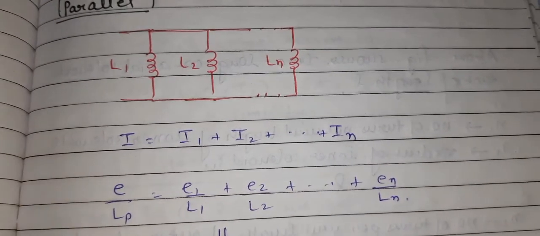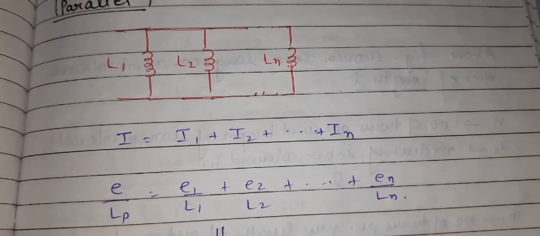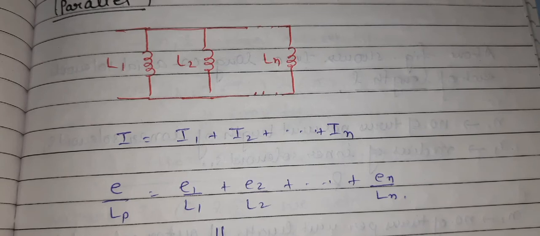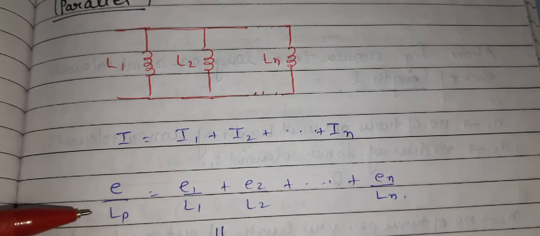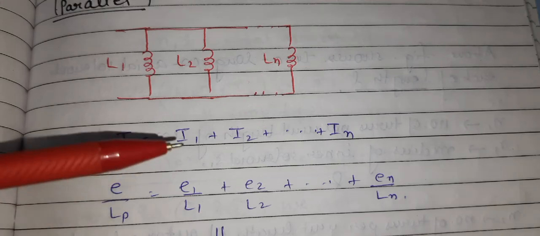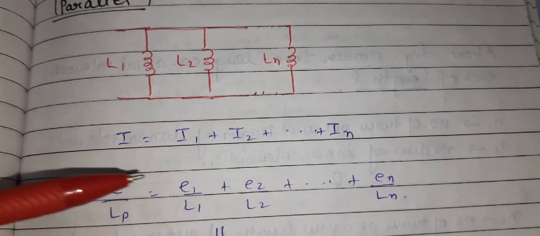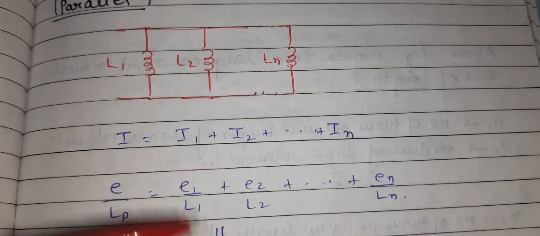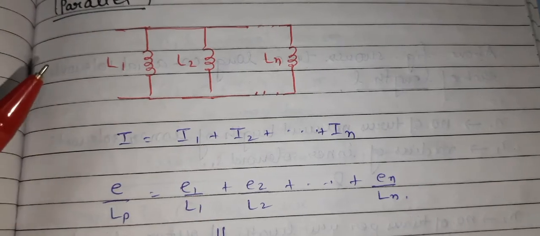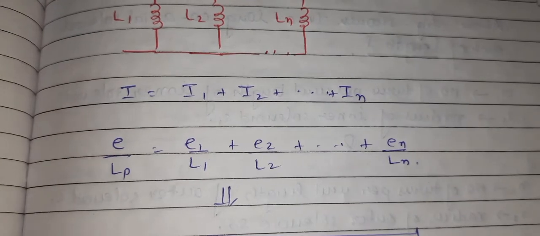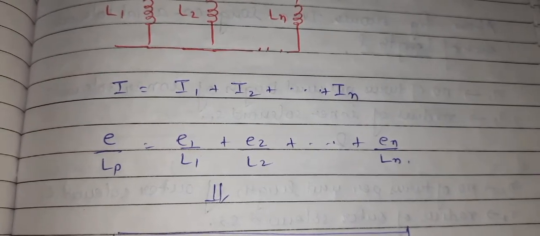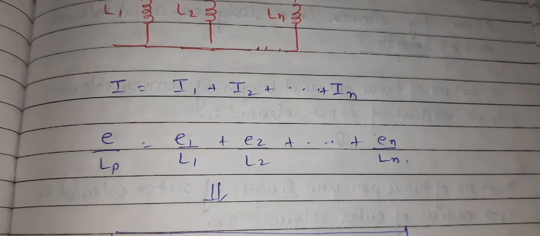Using the concept I is equal to EMF upon the self inductance, here I will be equal to E upon Lp. I have written E upon Lp on the left hand side because we are talking about the inductor in a parallel circuit. And for the individual inductors I have written E1 upon L1, E2 upon L2 and so on. In this case, I should not have written E1, E2 and En, because we all know that the EMF or the potential difference across each terminal should be the same.